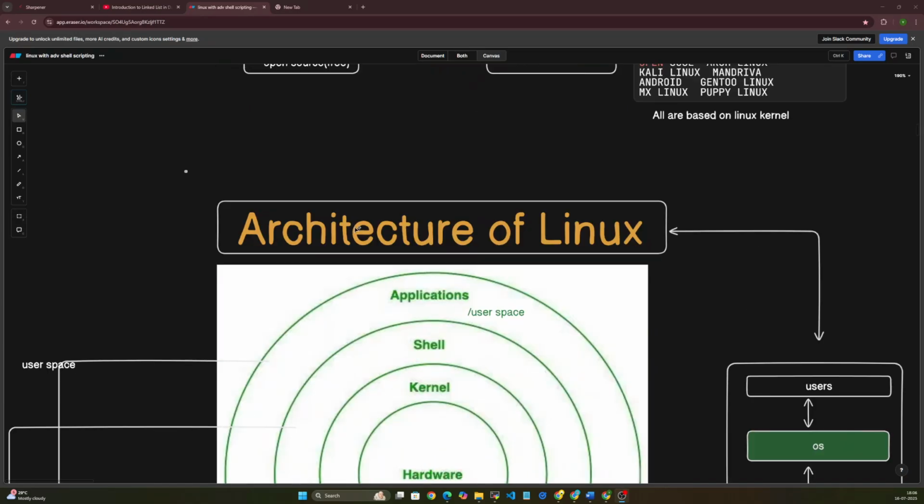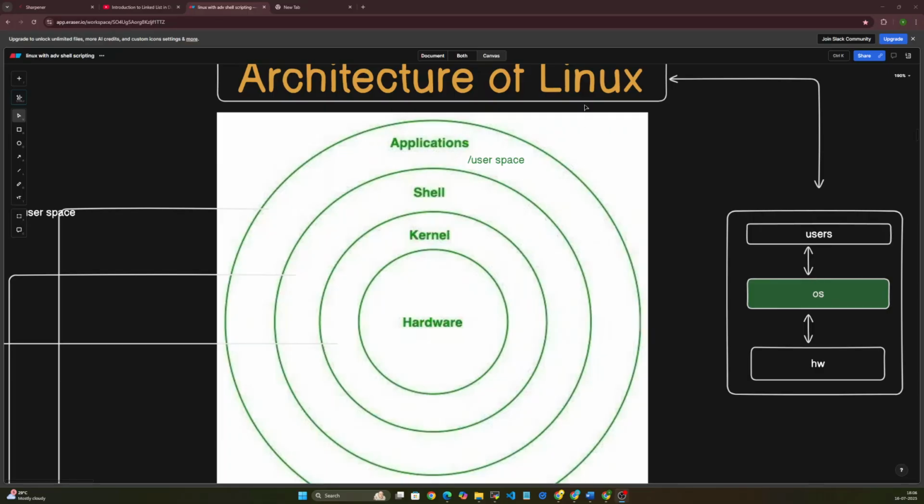Let's try to understand the architecture of Linux. Linux is an operating system. An operating system is an intermediary between the users and the hardware. So as you can see, this is the architecture of Linux. This is the hardware component, and above it we have the kernel, shell and application, which is also called user space. So let's try to understand each component one by one, starting with the application layer or the user space.